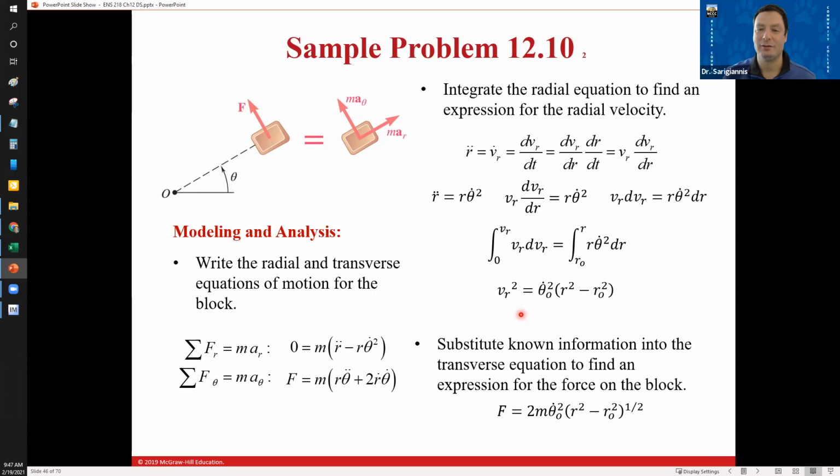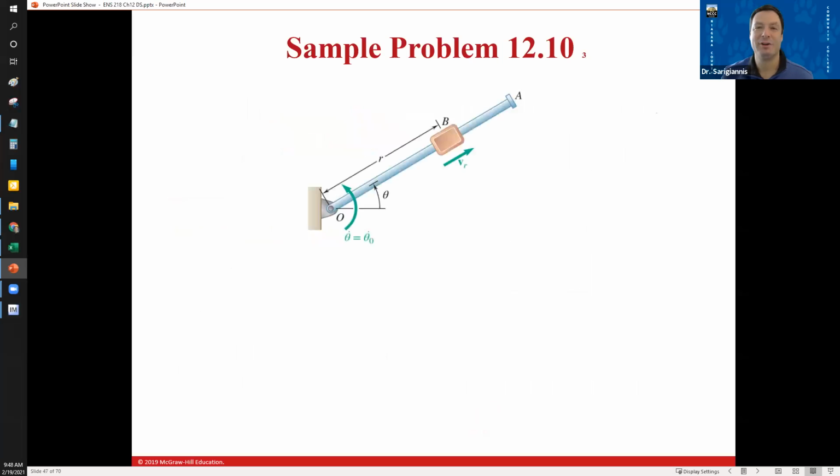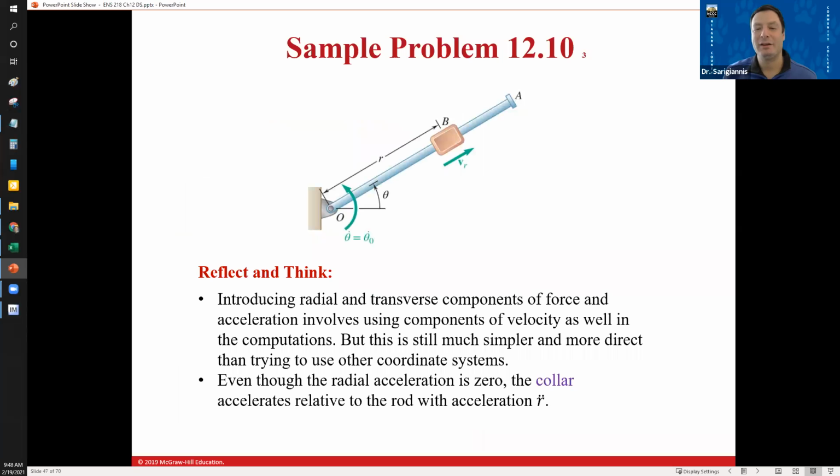This is not the best sample problem, but it's what we can do in the time, and I'm going to do one on paper the next time. But the point here is that you need velocity in the computations. For this particular system, it's much easier to use this coordinate system with theta and r than to try to break things down into x and y.